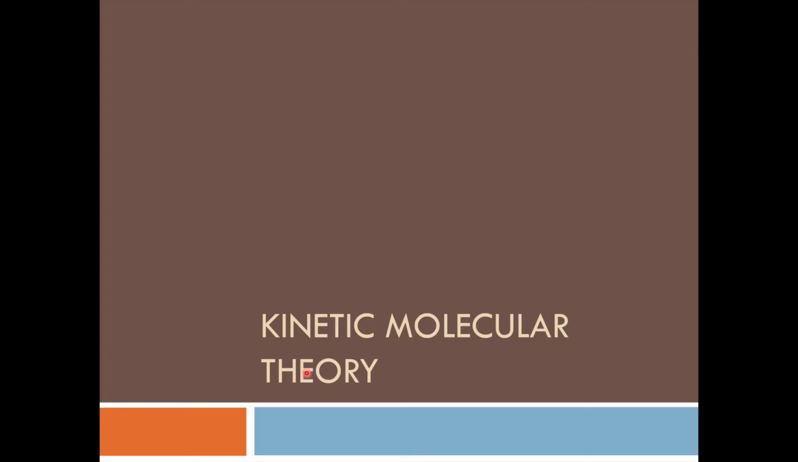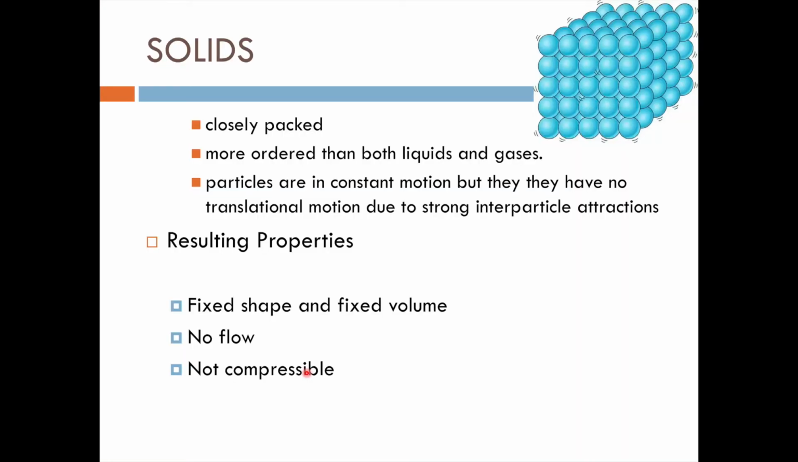All right. So let's move on to the kinetic molecular theory of solids, liquids, and gases. First of all, the solids are closely packed. They're more ordered than both liquids and gases, and the particles are always in constant motion, but they just kind of wiggle in space. They don't have translational motion. They cannot switch places with another one around it. So this one cannot switch places with this one, right? That's what I mean.